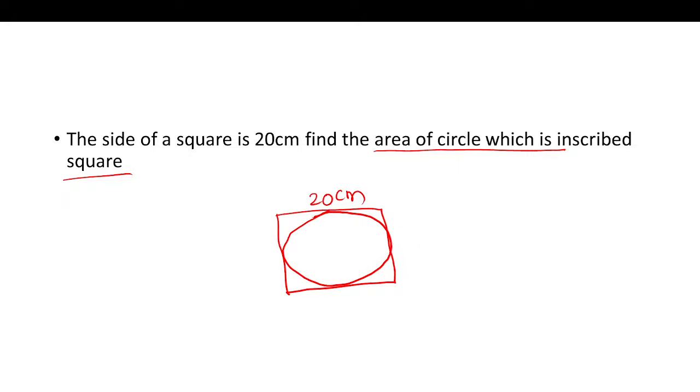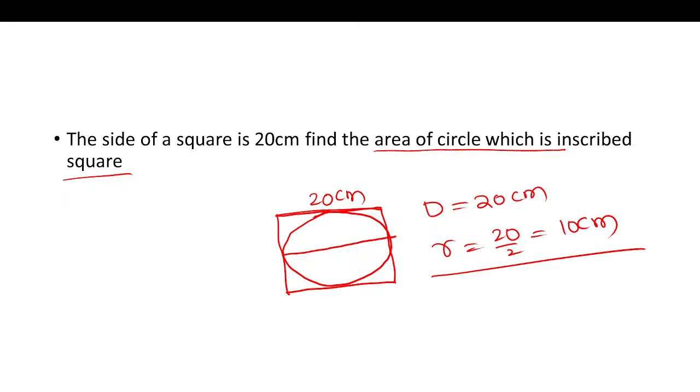If you look at it carefully, this is the diameter. Its length is equal to the side of the square. So the side of the square is equal to 20 centimeters. In the same way, the diameter of the circle is 20 centimeters and the radius is 20 by 2, nothing but 10 centimeters. They are asking you to find the area of the circle.